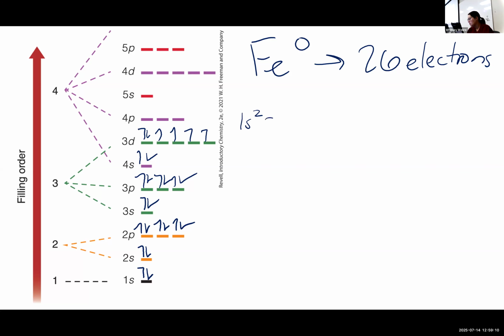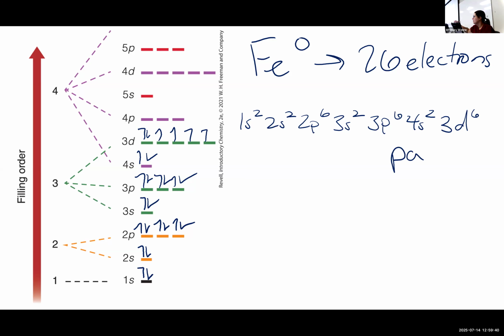1s2, 2s2, 2p6, 3s2, 3p6, 4s2, and then what would be the 3d? 6. Is it para or diamagnetic? Para. I would say majority of elements will be para because it's very rare for all of them to be filled. Very few have all of them filled.